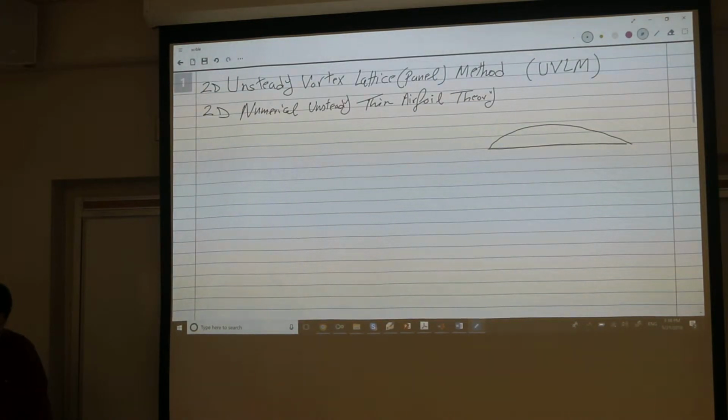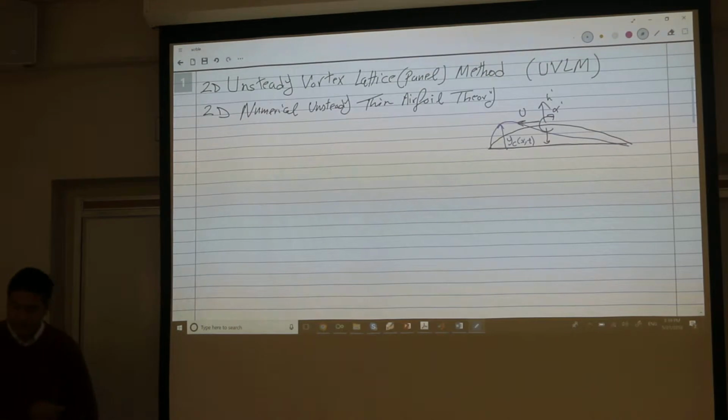And this camber line pitches, plunges, maybe moves with velocity U, and maybe is flexible too, in the sense that while moving and doing this maneuver, it may flex something like this. It may change its shape with time. So now our y camber is a function of x and time, it can change shape with time. And of course, as it evolves, there is wake coming.